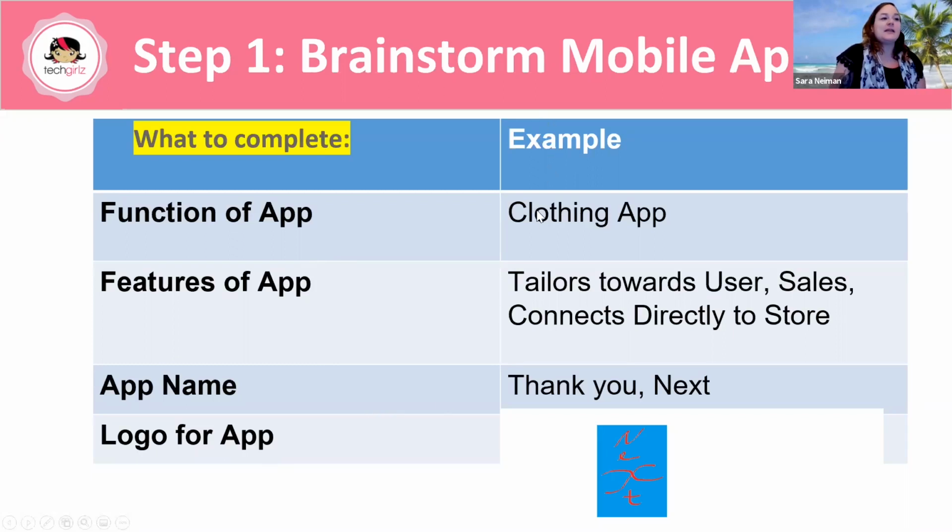So here's my example. My example is going to be a clothing app. My 3 features, meaning what are the 3 functions of this app that are going to bring people in? It tailors towards the user. So my clothing app will be different versus my friend's app because they have different preferences in their clothing. There's going to be featured sales, and it connects directly to the store. So if I see something on my app and I'm interested in it, I can click on it and get directly brought to the store that you can purchase it from.